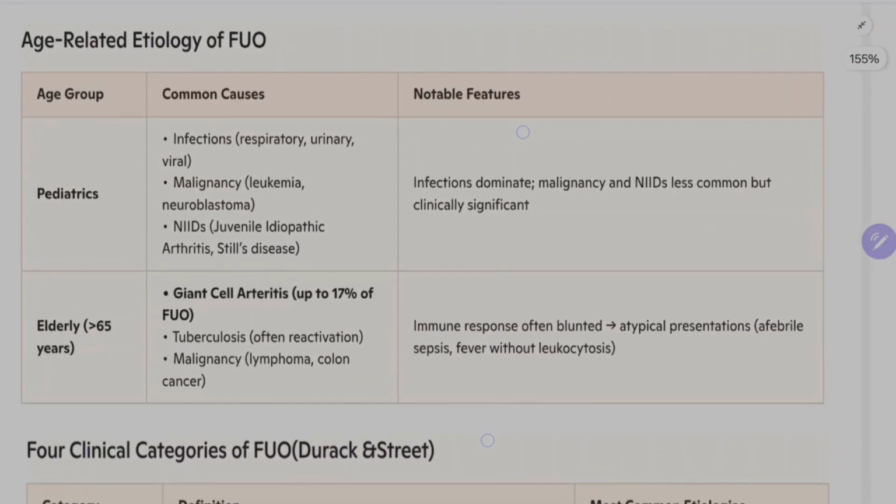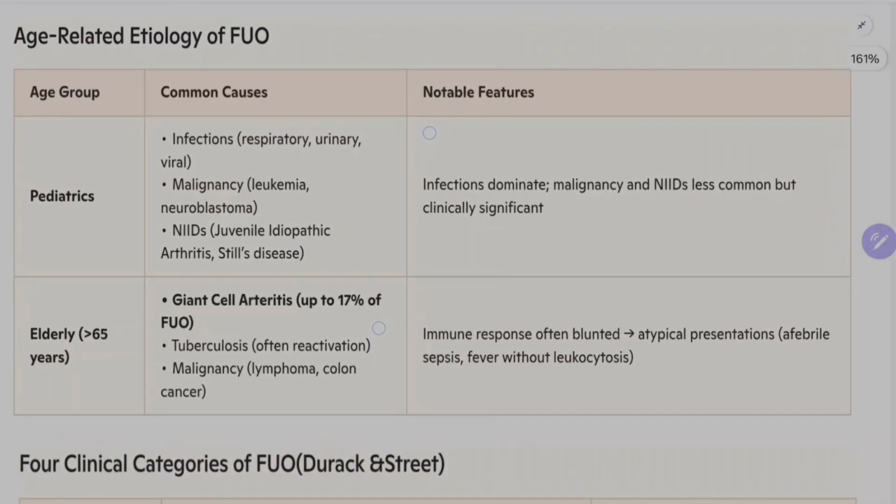That was according to the geography. Now coming according to the age-related etiology of FUO. In pediatrics, common causes are infections. They are respiratory, urinary, or viral infections. Second common cause, malignancy, commonly leukemia. Remember this one, blood cancer. Third common cause is NIIDs, non-infectious inflammatory diseases. Common is juvenile idiopathic arthritis or pediatric Still's disease. So infections dominate. Malignancy and NIIDs are less common, but they are clinically significant.